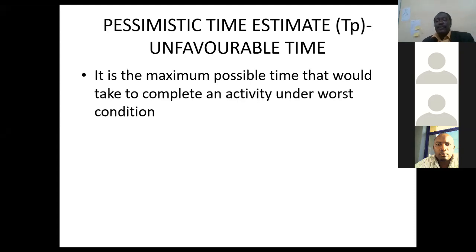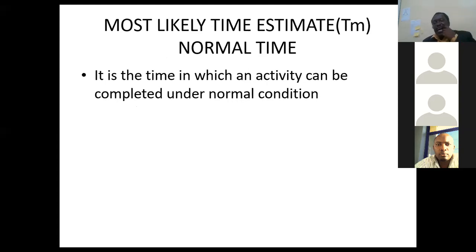Unfavorable time here is TP, and the other one is the most likely time. This is the probability, the normal time. Normal time is the time in which an activity can be completed under normal conditions. You are completing the activity under normal conditions. What will be the scenario for that one?